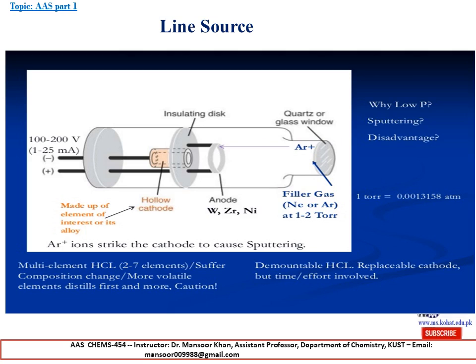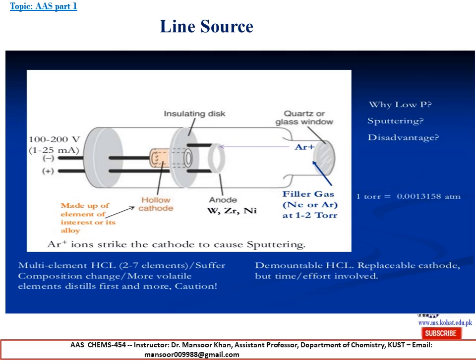The potential difference between the two electrodes is from 100 to 200 volts, which produces a current of 1 to 25 milliamperes. The gas present inside the hollow cathode lamp is neon or argon at a pressure of 1 to 2 torr, and the anode is made up of tungsten, zirconium or nickel.